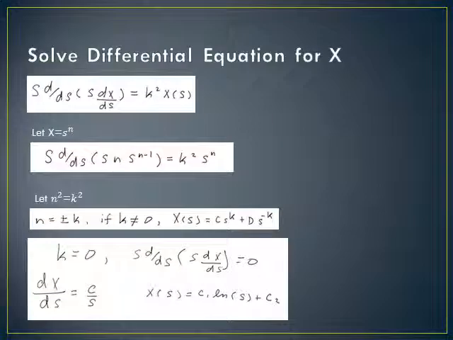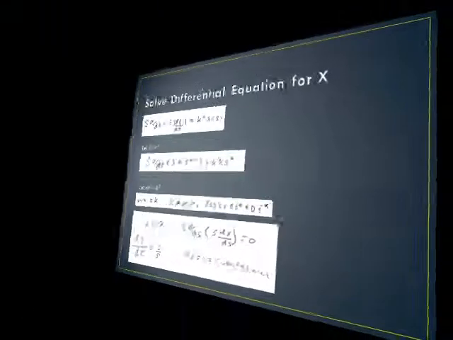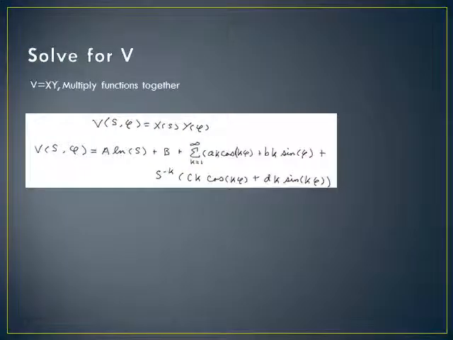Okay, k equals 0, so s d/ds of s dX/ds equals 0. dX/ds equals c over s, so X of s equals c1 natural log of s plus c2. Now we're going to put both functions together, V equals XY, and that is listed there.